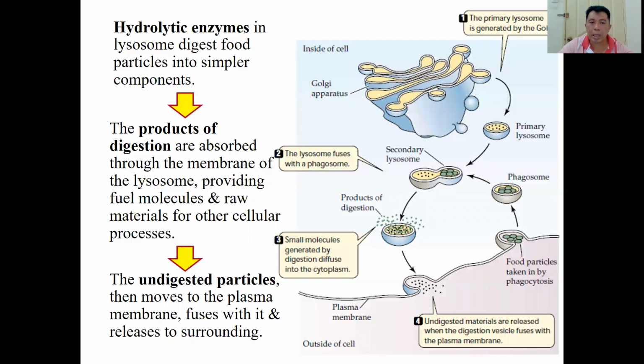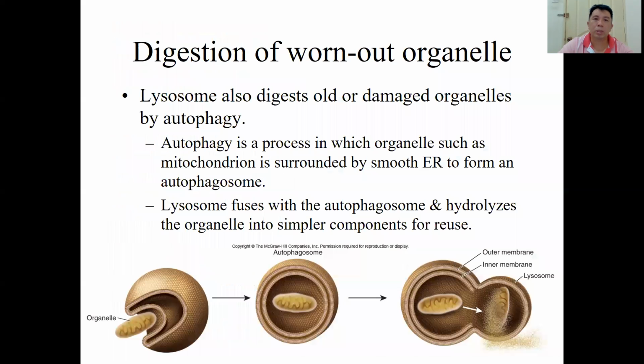Then the undigested particles move to the plasma membrane, fuse with the plasma membrane and release the undigested particles by exocytosis. So this is the way the lysosome digests ingested food. Then the next function will be digestion of worn out organelles, or we call them damaged or old organelles.